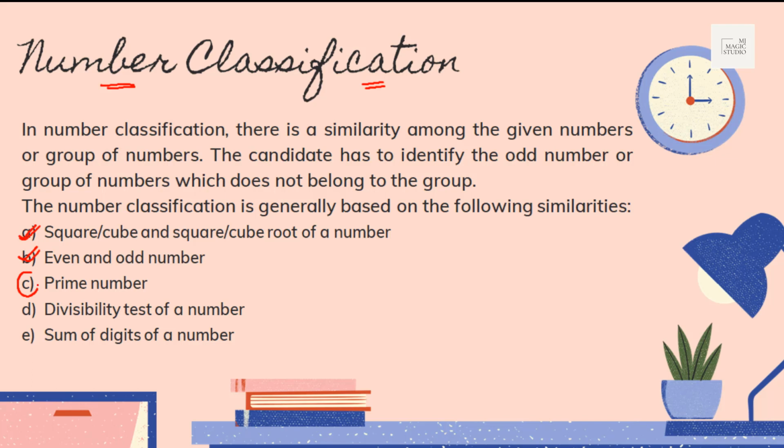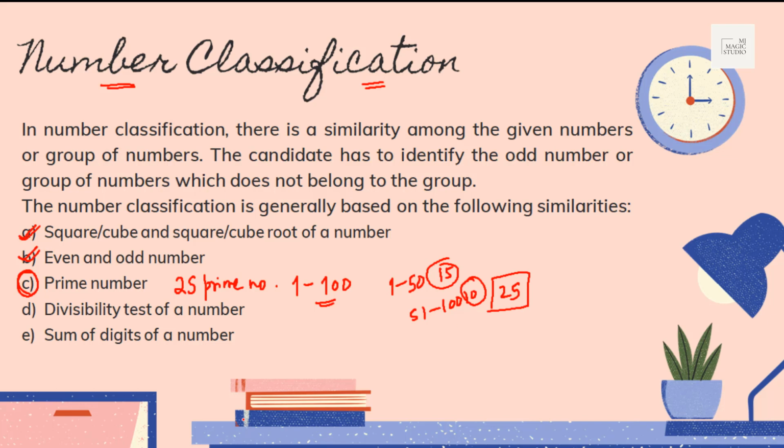Prime number sets are very popular. So I would always advise you to at least remember the top 25 prime numbers. Between 1 to 100 there are 25 prime numbers. Between 1 to 50 there are 15 prime numbers, and from 51 to 100 we have 10 prime numbers. So if you can remember at least these 25 prime numbers, that will be of great help.